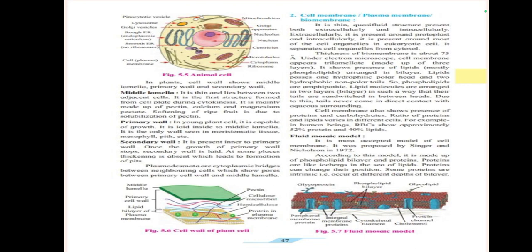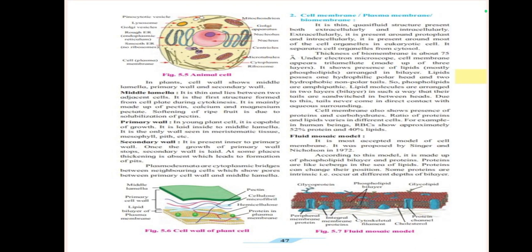Thickness of biomembrane is about 7 angstrom. Under electron microscope, the cell membrane appears trilamellate, made up of three layers. It shows presence of lipids, mostly phospholipids, arranged in a bilayer. Lipids possess one hydrophilic polar head and two hydrophobic non-polar tails. So phospholipids are arranged in two layers in such a way that their tails are sandwiched between heads. Due to this, tails never come in direct contact with the aqueous surrounding.